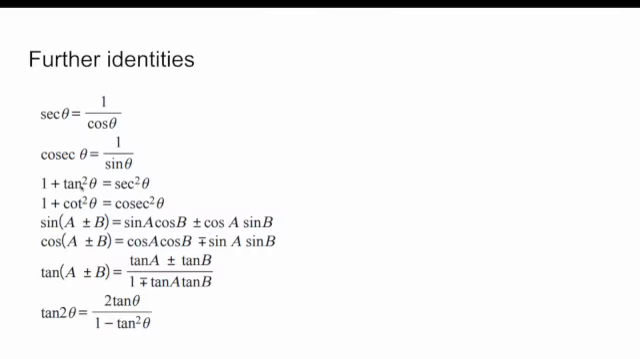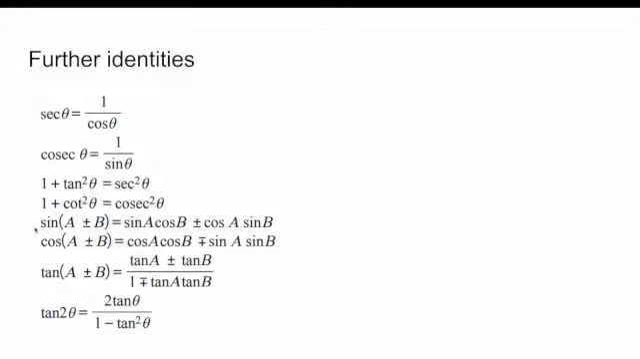Now there's a Pythagorean identity for tan theta and sec theta, which is 1 plus tan square theta equals sec square theta, which is the same as sec square minus tan square equals 1. And similarly for cot and cosec, it exists as well.